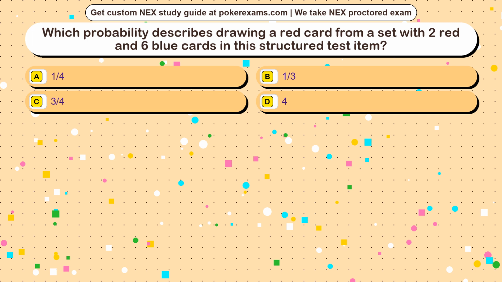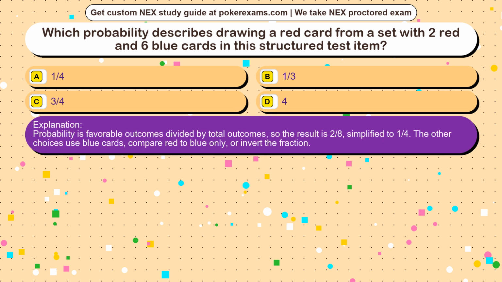The correct answer is option A. Probability is favorable outcomes divided by total outcomes, so the result is 2/8, simplified to 1/4. The other choices use blue cards, compare red to blue only, or invert the fraction.